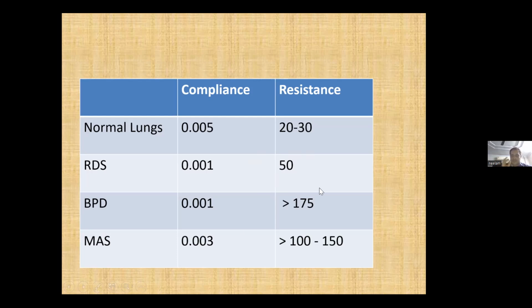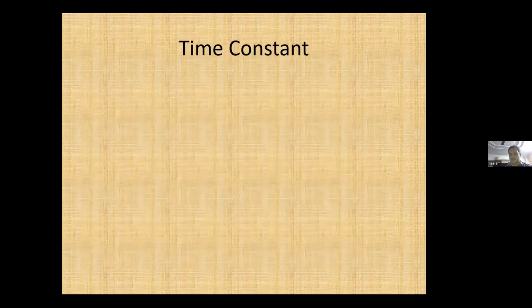BPD is primarily a disease of airway resistance. So that is why in patients with BPD, your airway resistance will be very high. And similarly in patients with MAS. So MAS and BPD are both diseases of resistance primarily, whereas RDS is a disease of lung compliance, right?